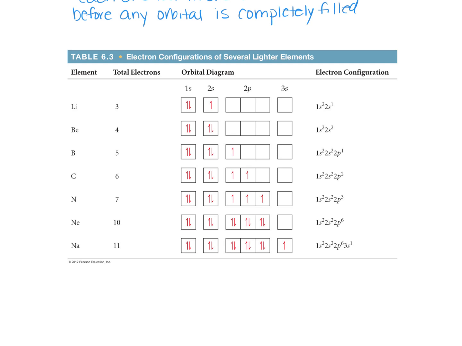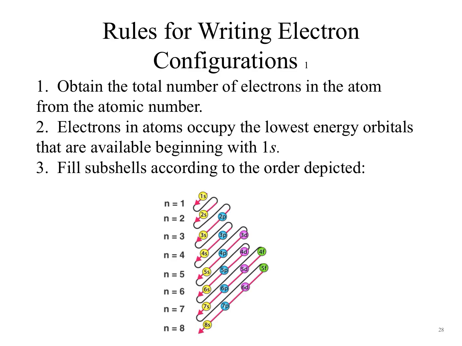So let's talk about the process for drawing electron configurations. The first thing you're going to do is obtain the total number of electrons in an atom from the atomic number, right? And I want to remind you that's on the periodic table. And then the electrons in the atoms occupy the lowest energy orbitals that are available beginning with 1s, and you fill the subshells according to their lower energy.